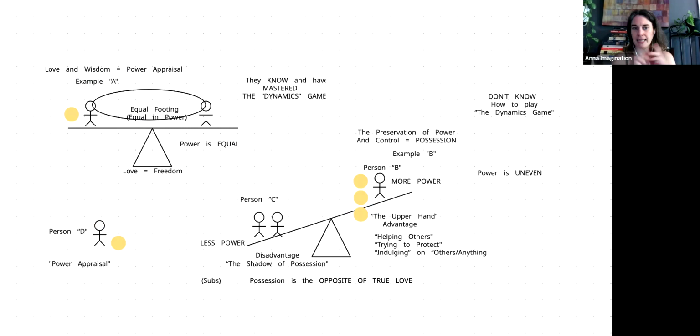So I'm going to show you in a minute how they come to that. I want to show you here how this person over here, person B, in example B, has 3 sources of power. Person C's, both of them, have none. Person D has theirs, but they don't know how to use it to get into example A. Now, example A, if you've noticed, only one of these two people has the power, but they're on equal footing. So now I'm going to show you what's really going on in this situation with power appraisal.